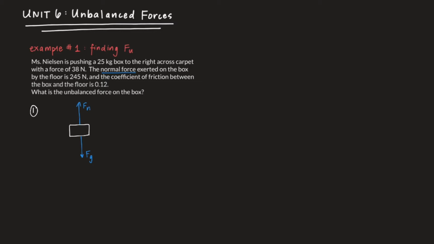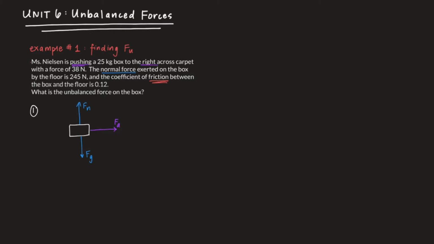We know that the normal force and the force of gravity are equal and opposite in this case. So we're going to mark that those are equal. We also know that I am pushing the box to the right. There's an applied force to the right. And finally, we know that there is friction between the box and the floor. They tell us that. So that means friction is going to be opposite of the motion. So if I'm pushing it to the right, it's moving to the right, so friction is going to point to the left.